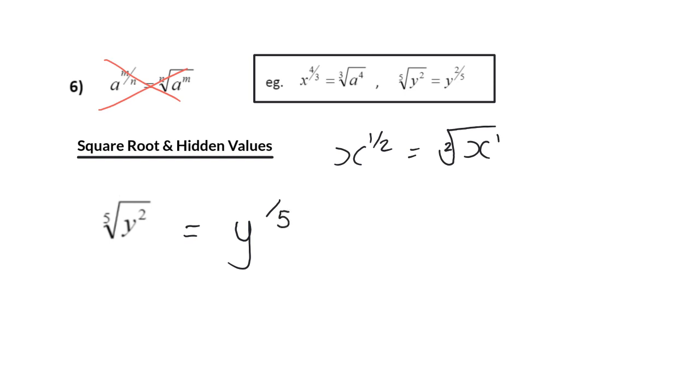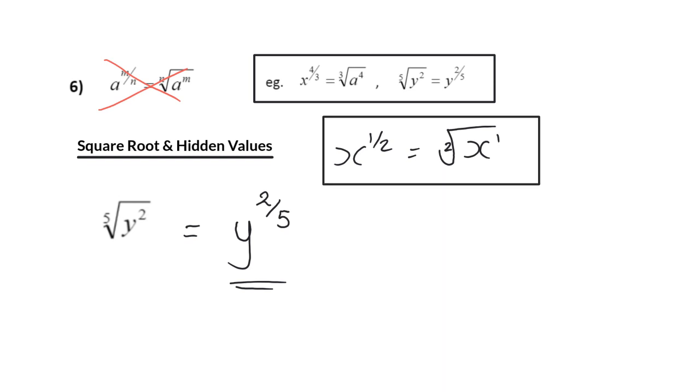The 1 was at the top, so the 2 in this example goes to the top, and we're left with y to the power of 2 over 5. So the key thing here is for us to remember or try and use this example here. X to the power a half is the same as the square root of x. And for me, that's the best route to remember the rule.